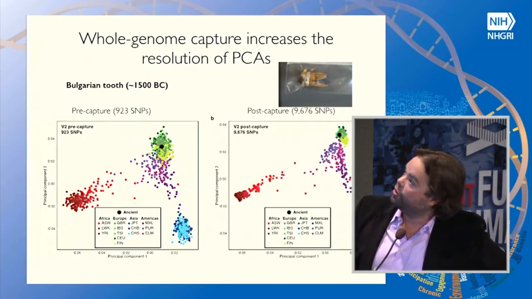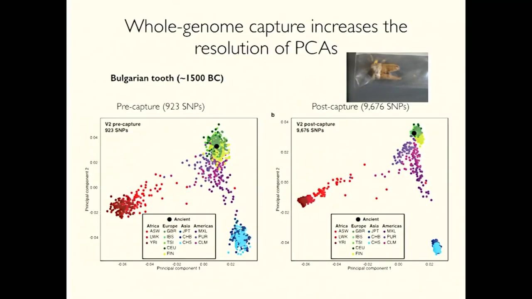Now, if we go to the post-capture, it costs us the same amount of money to generate 10,000 SNPs post-capture as it does 1,000 SNPs pre-capture. We're now beginning to get very nice subcontinental ancestry resolution, similar to what we had with the whole human genome sequencing of Ötzi.